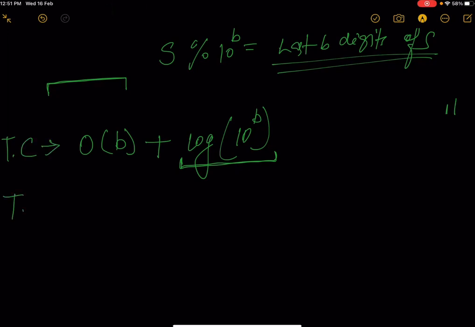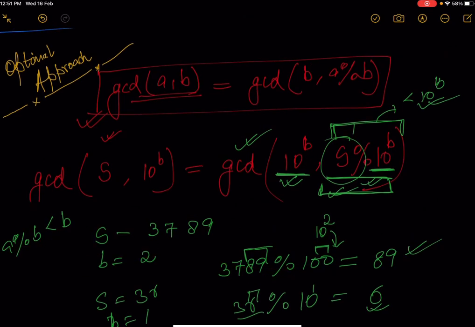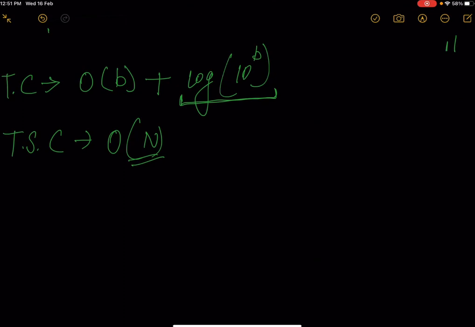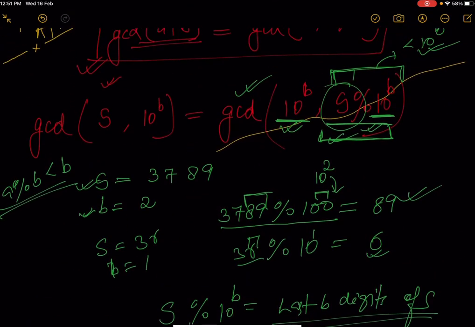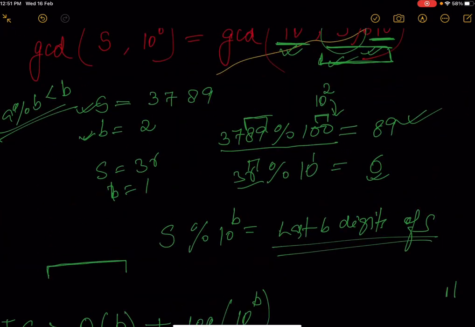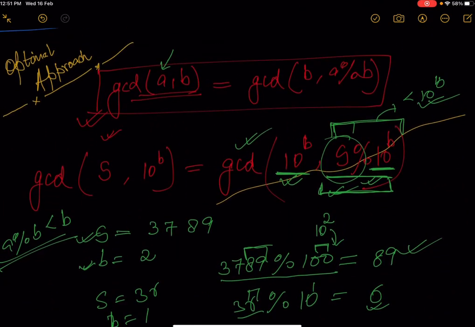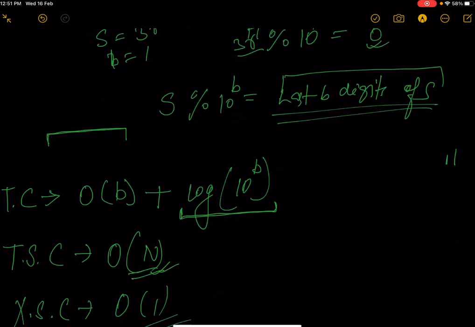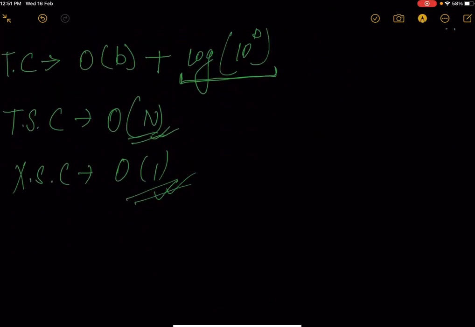Now coming to the total space complexity, it will be nothing but order of n, where n is the size of the string that you will be taking as input, whatever is the number of digits in that. The extra space complexity will be order of 1, because we will not be using any extra space. We are simply using some local variables for storing this GCD and the numerical value of the last b digits of s. So that's why the extra space complexity will be order of 1.